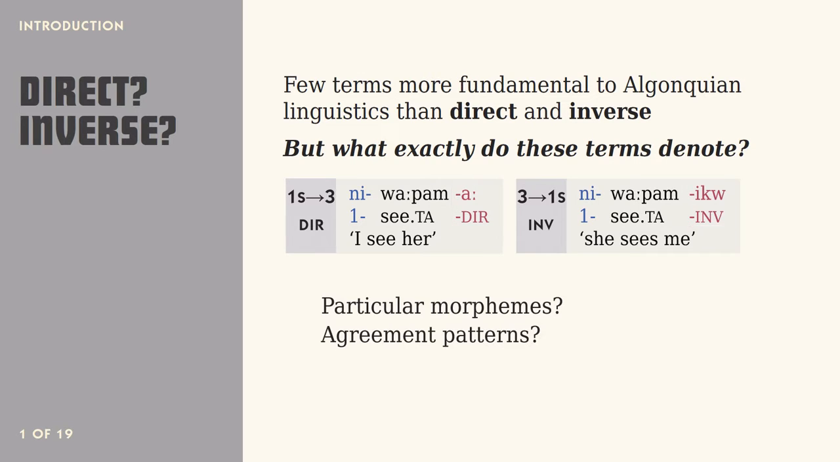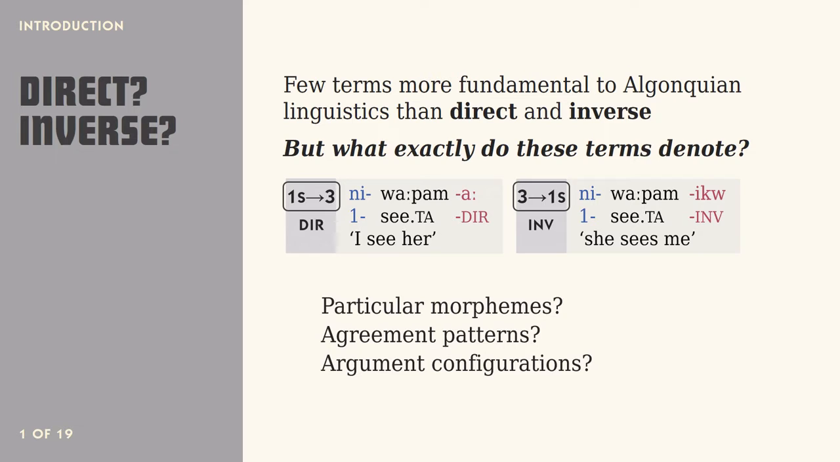verb? Or are they the names of particular agreement patterns, that is, particular ways of using agreement morphology, such as the use of the prefix to index the agent, as in I see her, or the patient, as in she sees me? Or are they the names of particular configurations of arguments? Direct means that a higher-ranked person acts on a lower-ranked person, and inverse means the opposite.